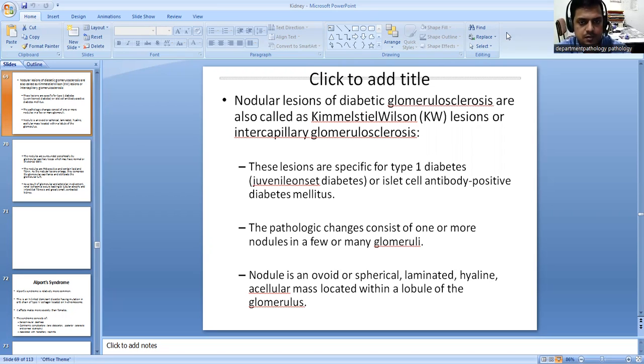ATI, acute tubular injury, is characterized by acute renal failure and often, but not invariably, morphologic evidence of tubular injury in the form of necrosis of tubular epithelial cells.